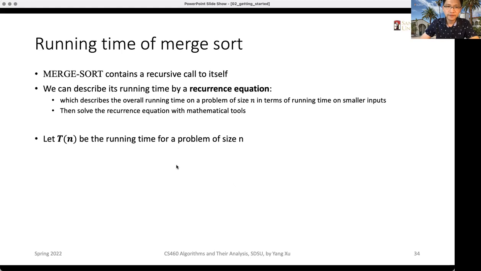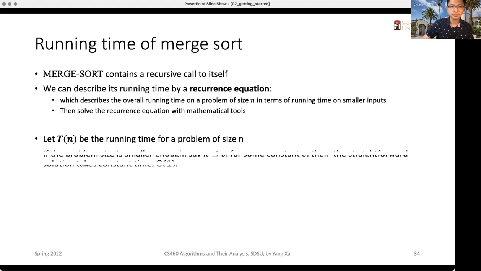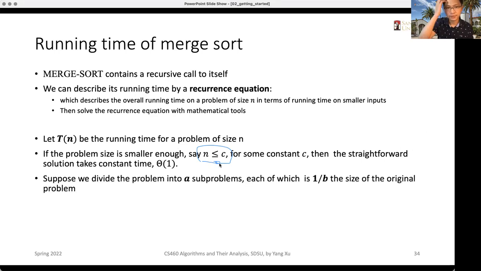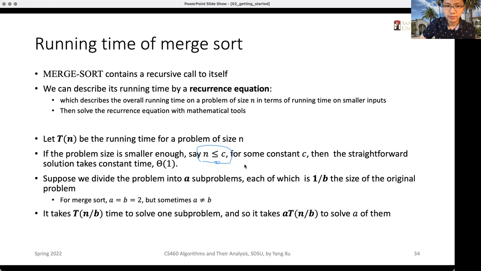Okay. So let T of n be the running time for a problem of size n. If the problem size is small enough, the straightforward solution takes constant time. So in the case of merge sort, if n is smaller than 1, then we will simply return the array, right? And if we divide the problem into a subproblems, and each subproblem is 1 over b the size of the original problem, then the running time for a subproblem is T of n over b. Overall it takes a times T of n over b. And in the case of merge sort, both a and b are 2. So let's go to the next page to see a more specific form for merge sort.